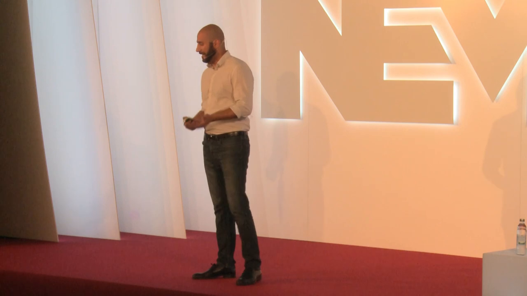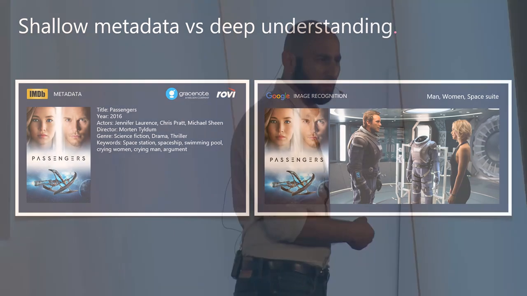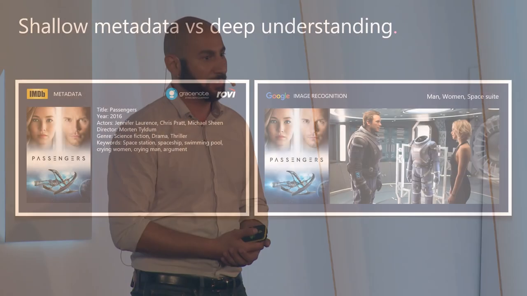I think all of us have worked with metadata. And with metadata, I mean everything from genres to the actor to keywords. As you see here in front of you, you have the typical type of metadata that you have from IMDb, Gracenote, and Rovi, where you have keywords for the movie Passenger, for example, that have space station, space, swimming pool, crying woman, crying man, and argument. These keywords are not setting any context to what we are watching. These keywords are actually making it more difficult for us to understand the context and what kind of emotions the director is trying to communicate.